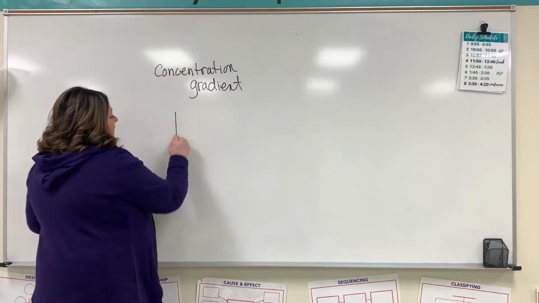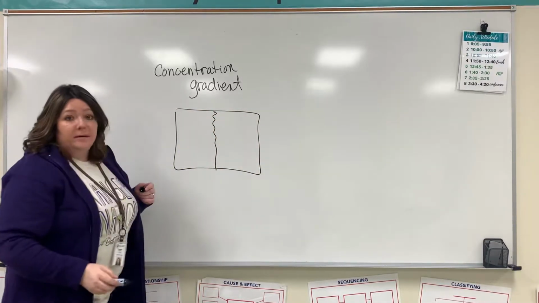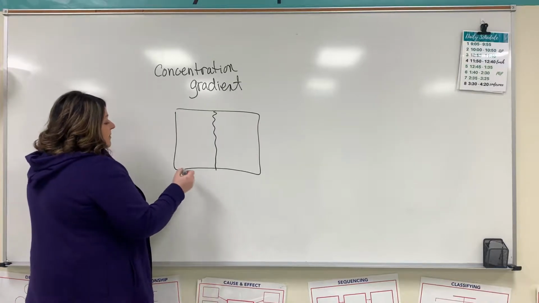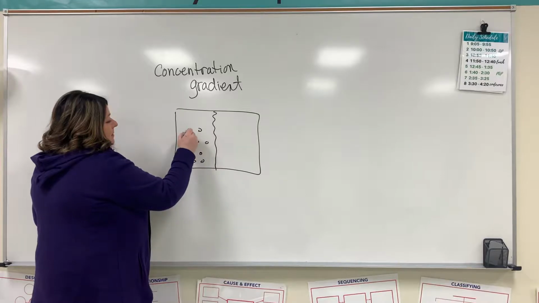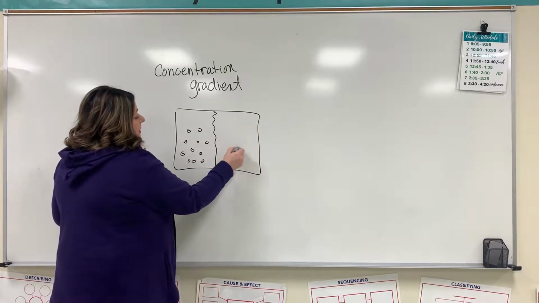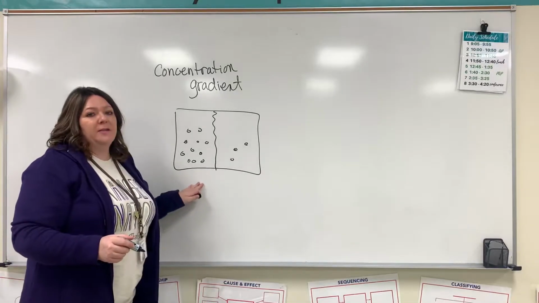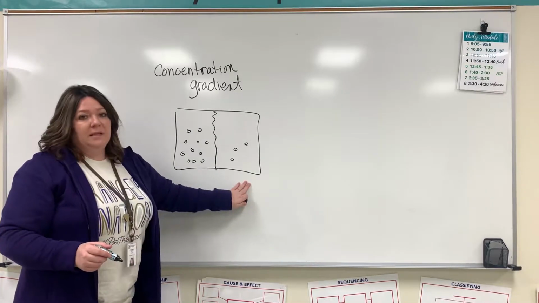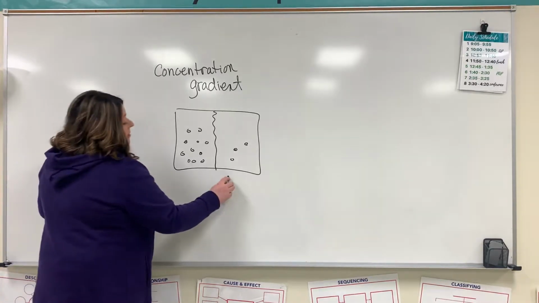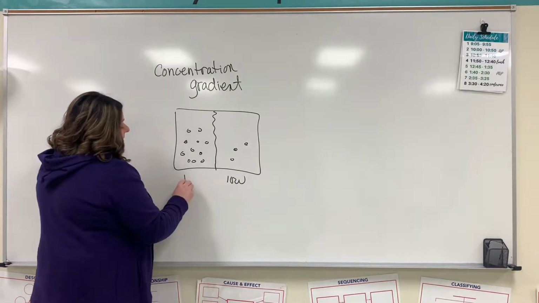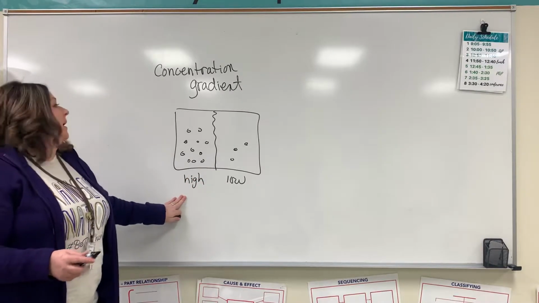So if you have a beaker and say it has a divider in the middle, and you have some sort of molecules on both sides, okay? But there's a difference, right? There's not the same number of molecules on this side as there is on this side. So that means there's a concentration gradient. This is in low concentration, this is in high concentration because there's more of them, okay?